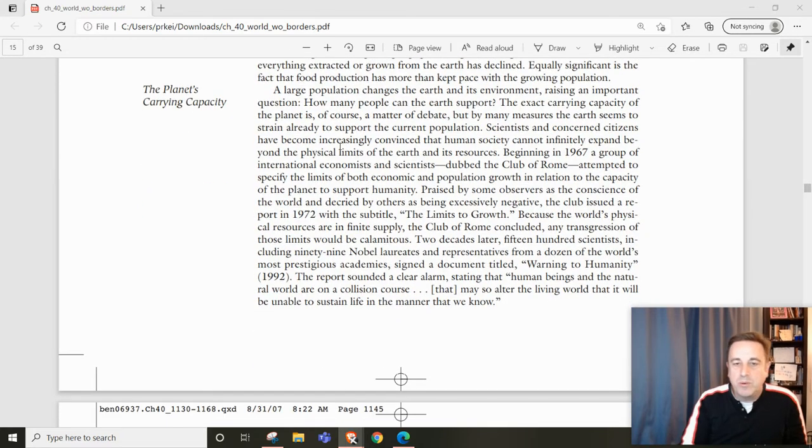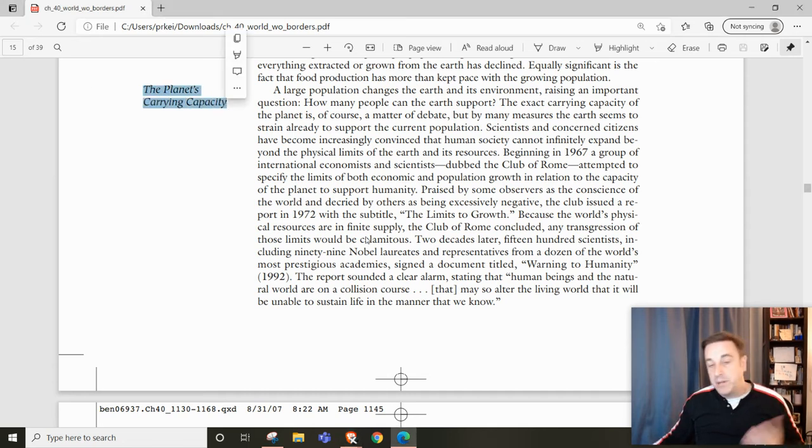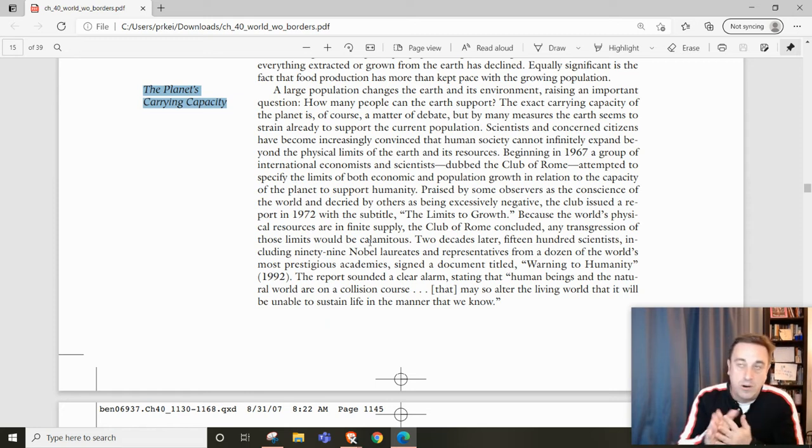But one of the things that people really are concerned about is the planet's carrying capacity. How many people is too much for the planet before things collapse on themselves? And some people argue that we're already in the midst of an extinction event, that we have too many people and we need drastic changes now, or things are going to get really bad in the next few decades.